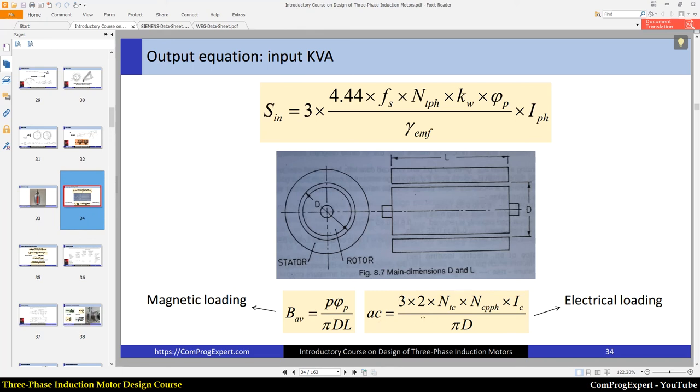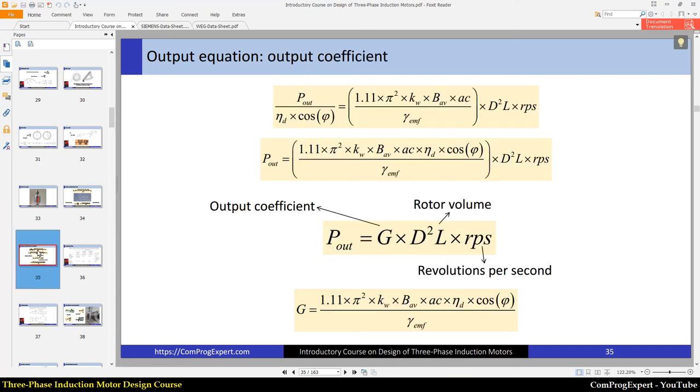And if you use these two definitions and replace them in this equation, you can derive this equation. I replaced those definitions, and finally, we will have this equation. The output power is equal to the output constant times D2L rotor volume times RPS. RPS is revolutions per second. So this is the output equation of the motor, and the output coefficient is equal to this expression.